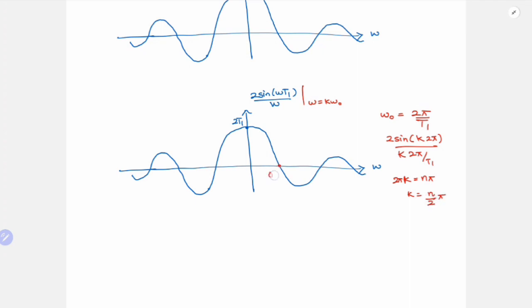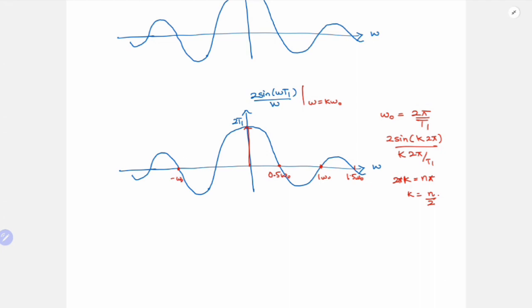So at every 0.5, pi cancels. So it is 0.5 omega naught, and this is 1 omega naught, 1.5 omega naught. It goes to 0. But our k itself is taking values like 0, 1, 2. So for 0 it will be this value, and for 1 it is 0, and again for 2 it will be 0, and for minus 1 also it will be 0.